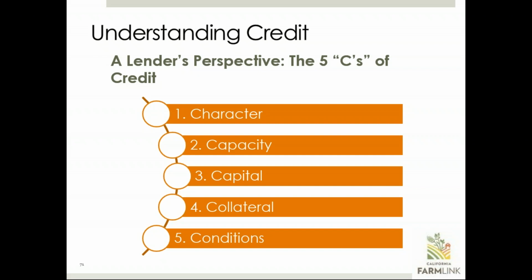The next C is capacity, and that really boils down to someone's ability to repay. So in the case of a farm or ranch, do they have the experience to produce what they're going to need in order to repay the loan? Are they able to repay? We'll be able to check the capacity box.